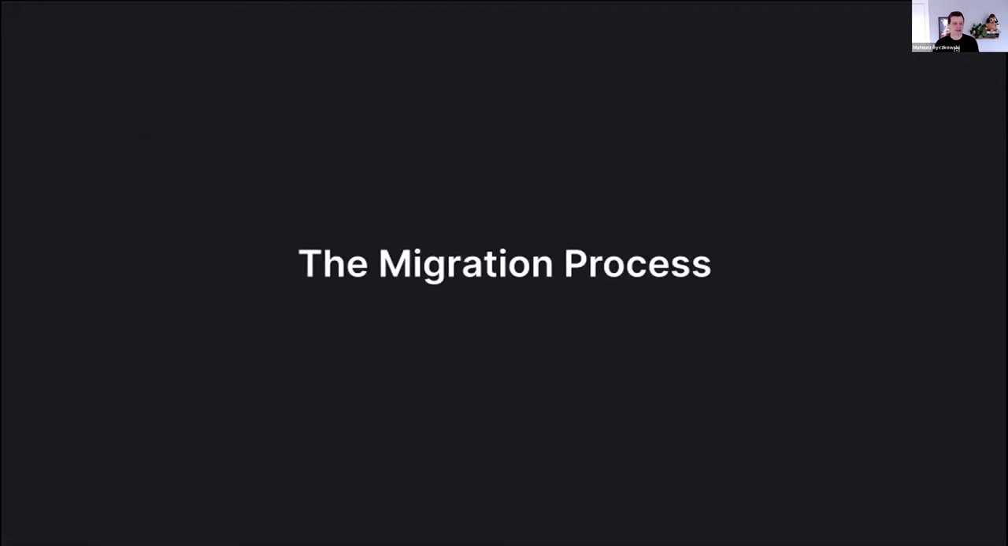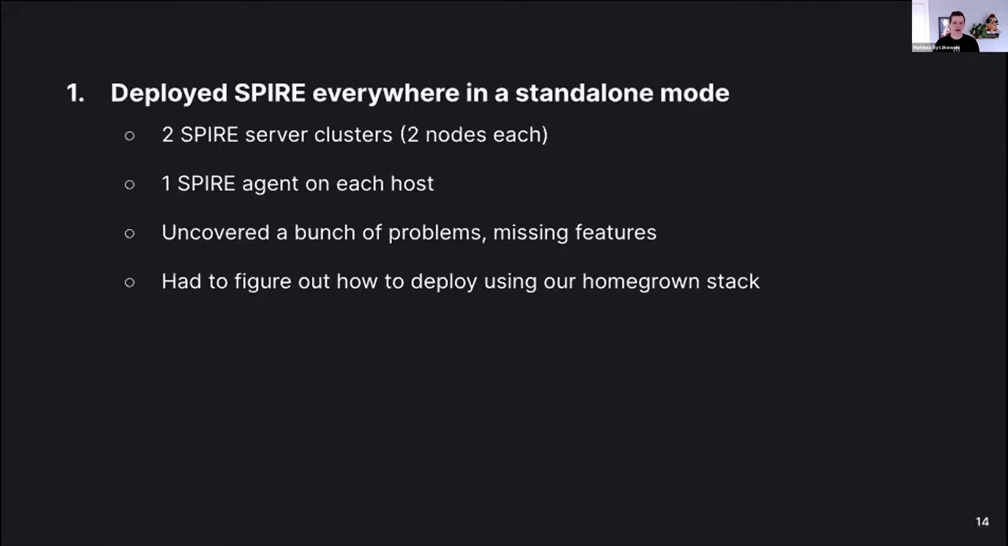Okay, so let's have a look at the migration process. First we had to deploy SPIRE servers to our on-prem. Once we had that, we had one SPIRE agent running on each host, kind of like a daemon set situation. This really was a place where we could iron out small issues here and there. We did run into some problems or some missing features that you don't even know you needed until you get stuff up and running.